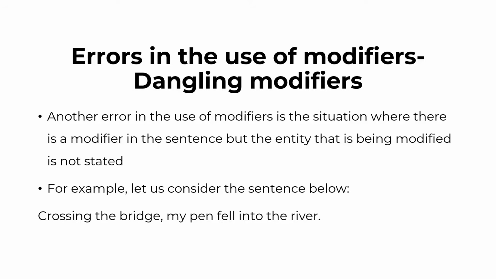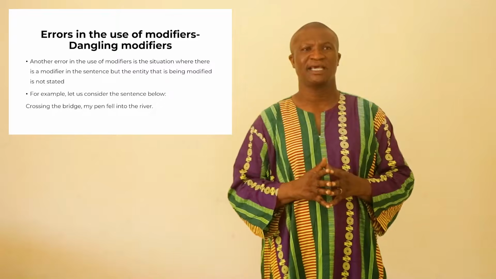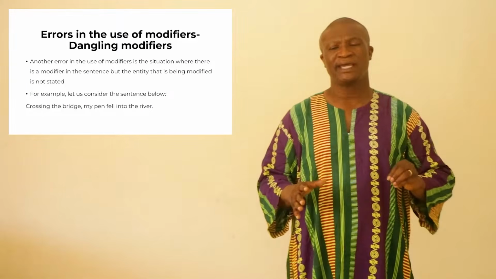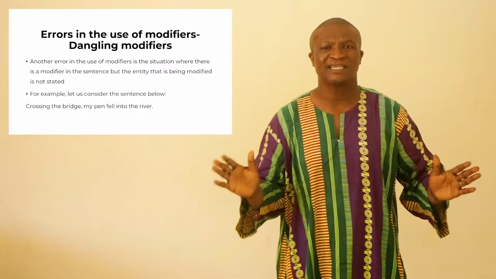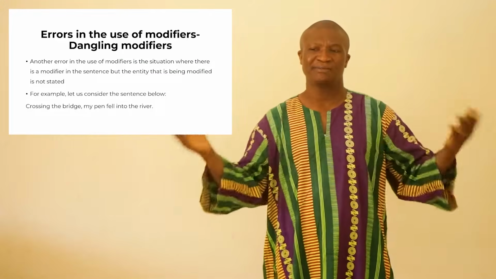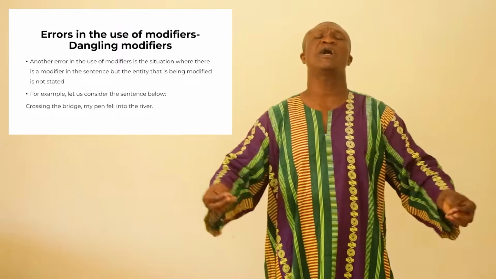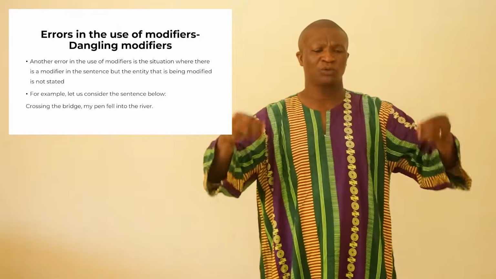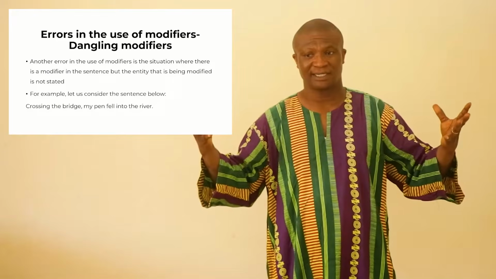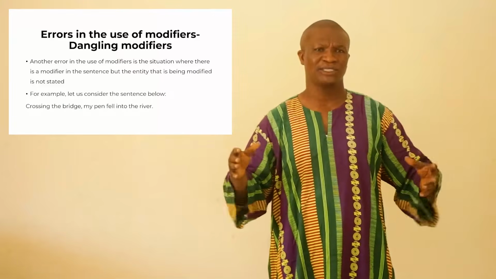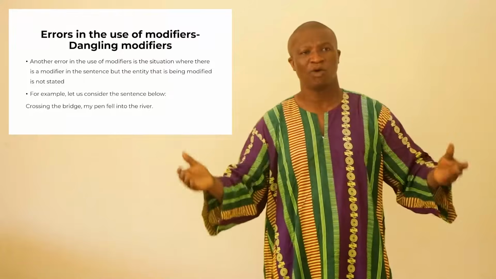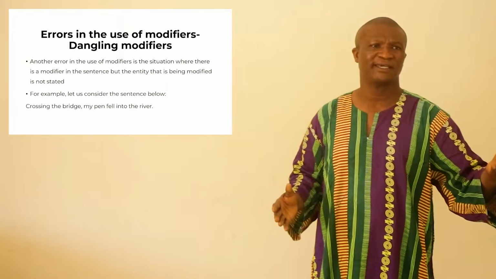Now, let's look at another instance of modification that constitutes an error. We call them dangling modifiers. This error usually occurs when we have a sentence and the sentence has no subject. So there is an activity described in the sentence, but whoever is doing it, or the person who performed that activity, is not stated. So we say the sentence has no subject and it is therefore a dangling modifier. Let's look at this example we have here.